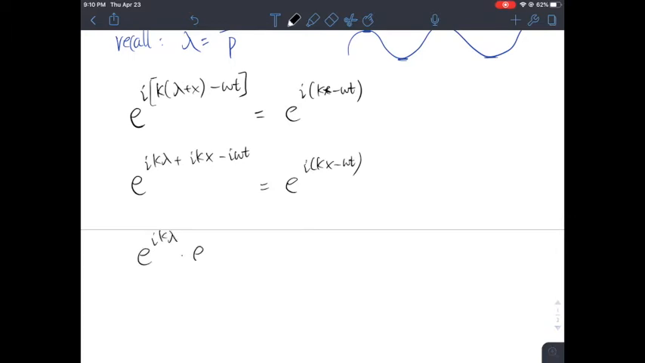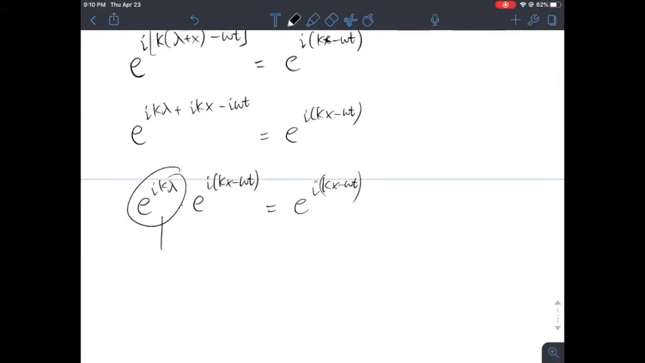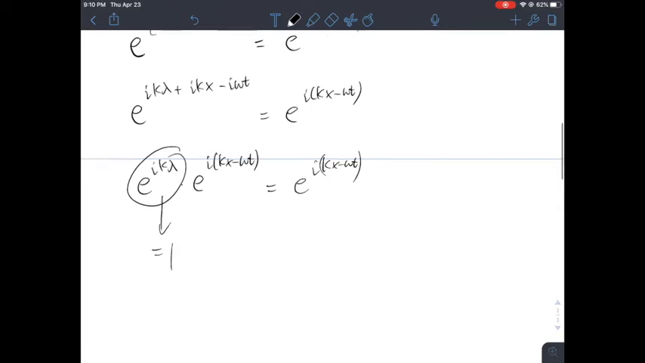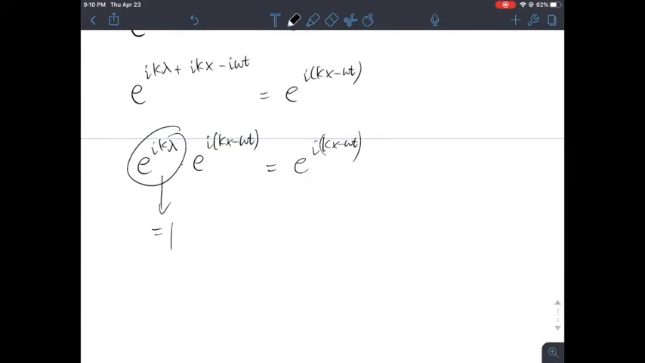So let's factor out e to the i k lambda. We get psi on the left and right of the equation, the original equation. So we know that e to the ik lambda has to be equal to 1 in order for the equation to be correct, to match the original equation. So we know that e to the ik lambda has to be equal to 1.